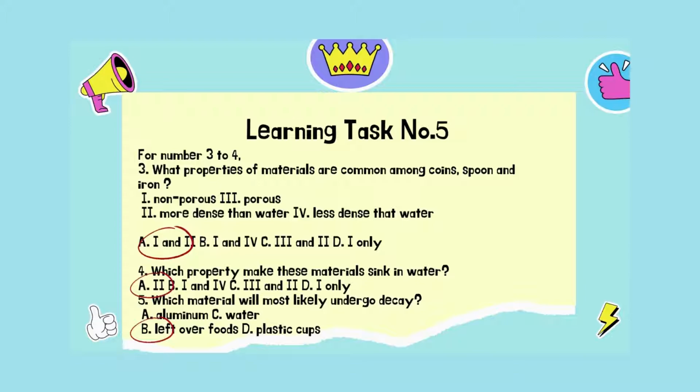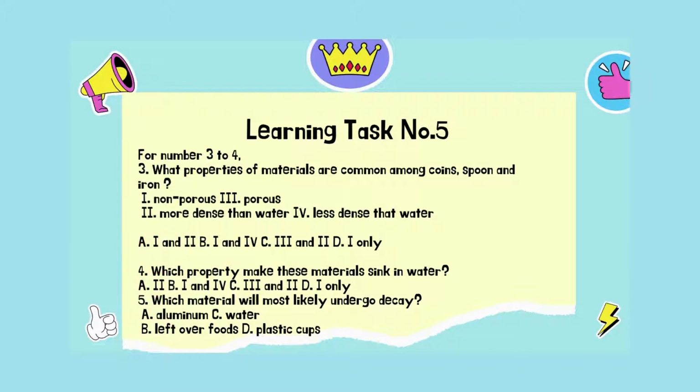For number 3, what properties of materials are common among coins, spoon, and iron? Number 4, which property makes these materials sink in water? And number 5, which material will most likely undergo decay?